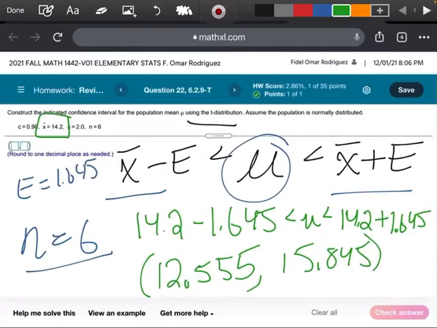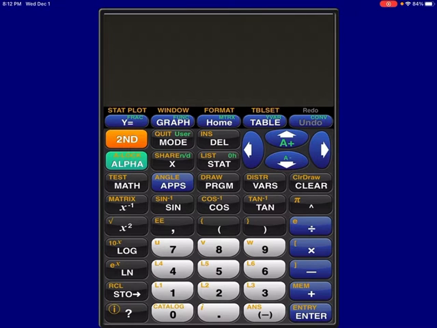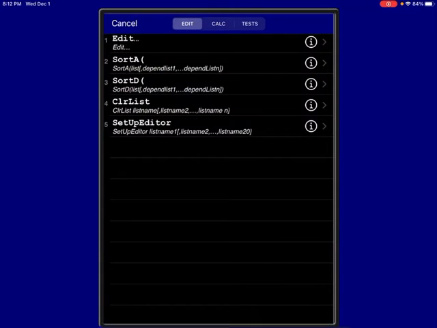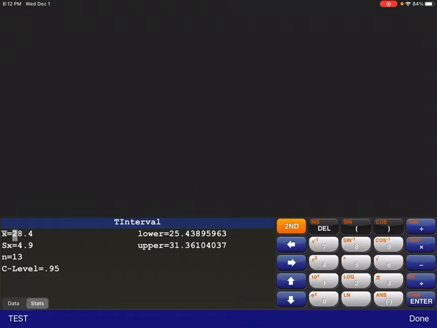Now, if you prefer doing this on the calculator, y'all, we can do the exact same thing on the calculator. Let me show you how I'm going to do this. I'm going to come back to my calculator. Let me clear everything out. We're going to go to Stat. We're going to go to Tests. And we're going to select number 8. This is a one sample T confidence interval.